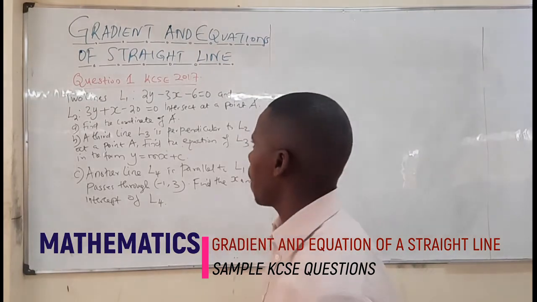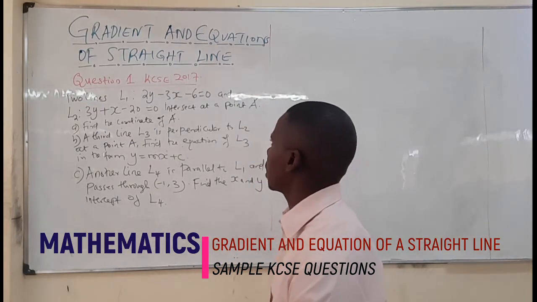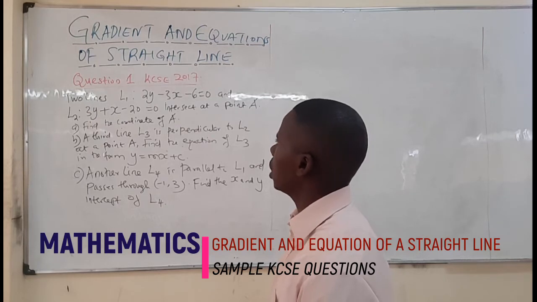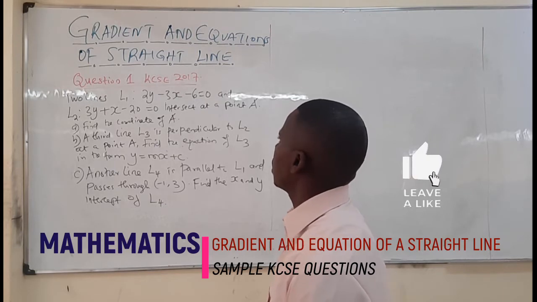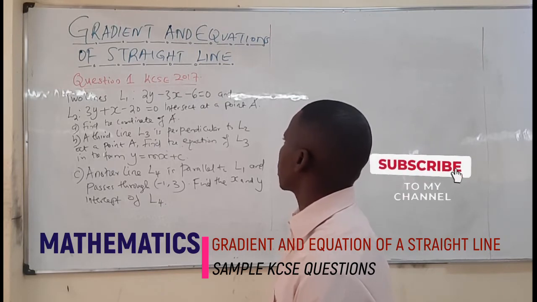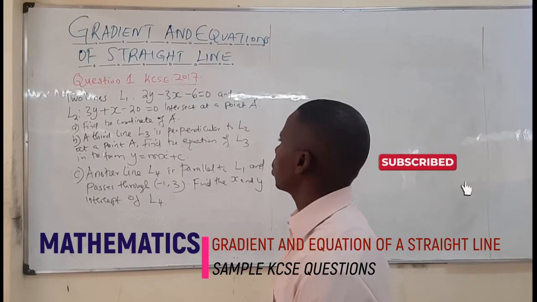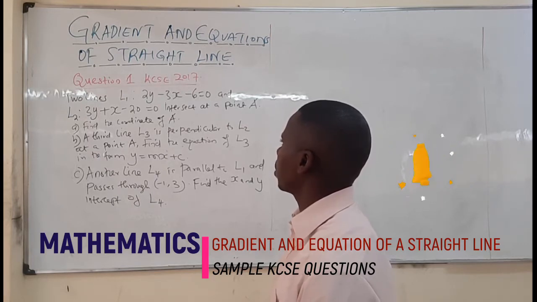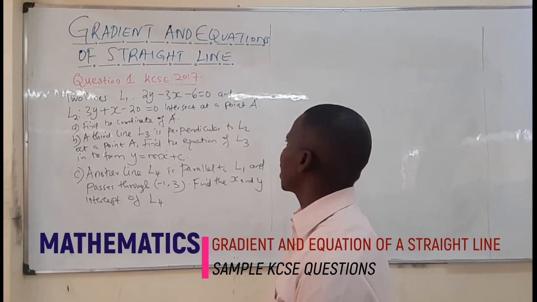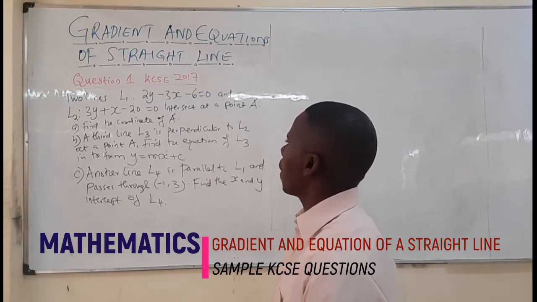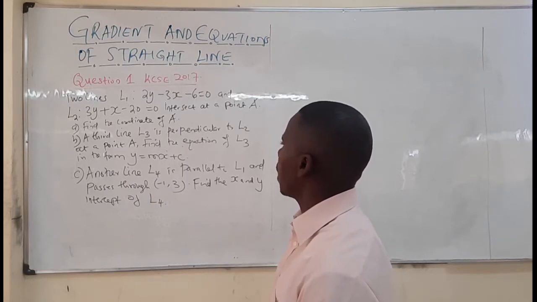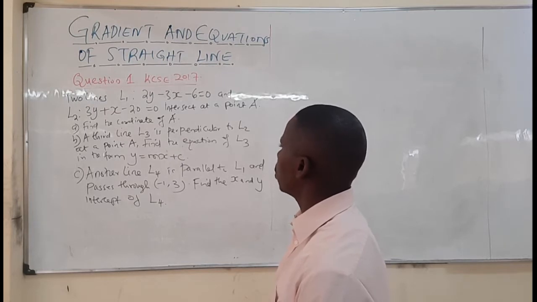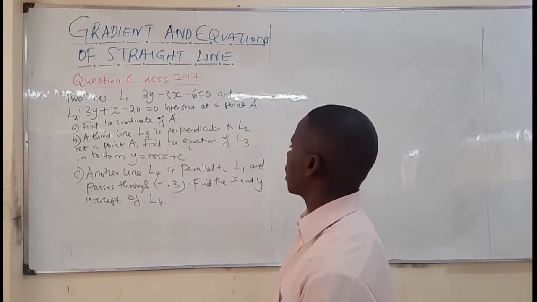The first question is a KCSE question from the year 2017. The question reads: two lines, L1, which is 2y minus 3x minus 6 is equal to 0, and L2, which is 3y plus x minus 20 is equal to 0, intersect at a point A. Part (a): find the coordinates of A. Part (b): a line L3 is perpendicular to line 2 at point A. Find the equation of line 3 in the form y is equal to mx plus c.